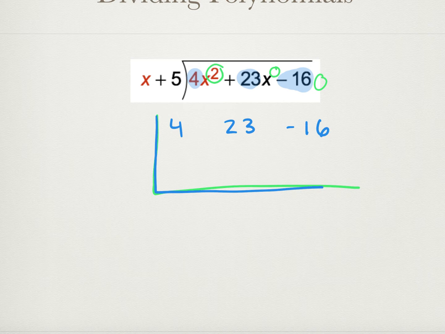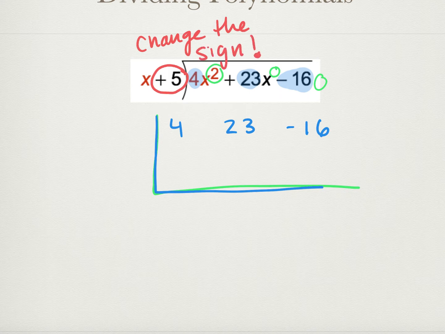And then outside the box is what is outside here, but you have to change the sign. If you don't, your answer will be wrong. So instead of a plus 5, it's going to be a minus 5 on the outside. So this is the setup. This is how you set it up every time. The coefficients from inside go inside of our box. And then the number outside, we have to remember to change the signs.